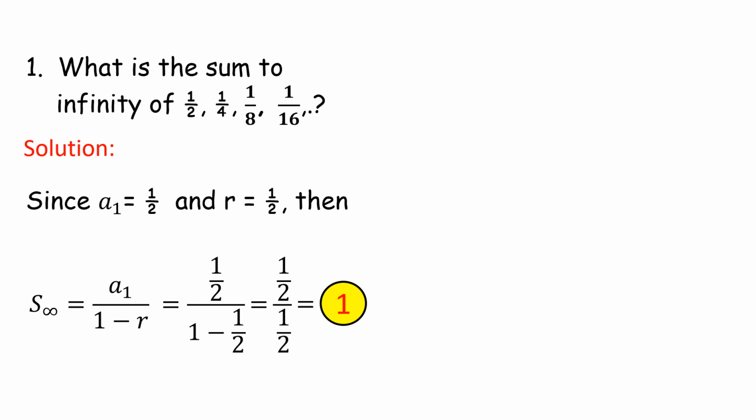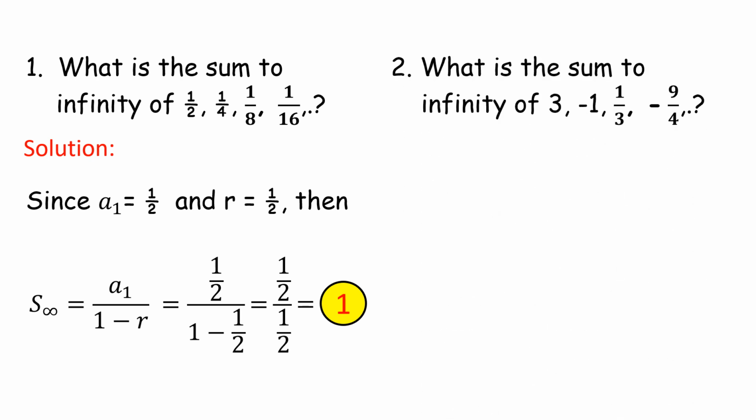What have you noticed from the first example? We got the same answer as what we have seen from the number line. So, let's take the next example. The problem states: what is the sum to infinity of 3, negative 1, 1/3, negative 1/9, and so on? Let us solve again.